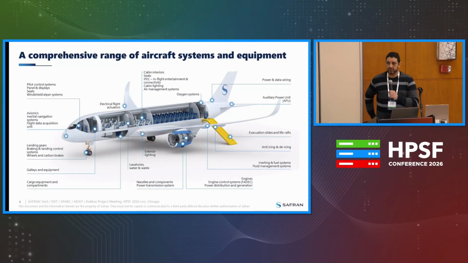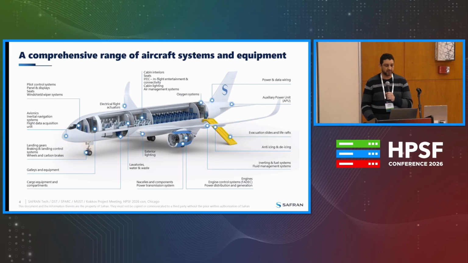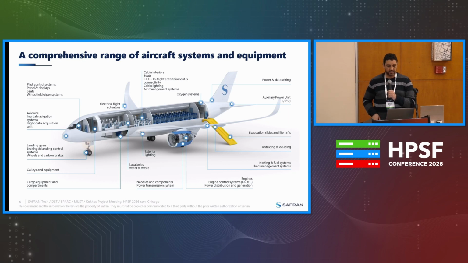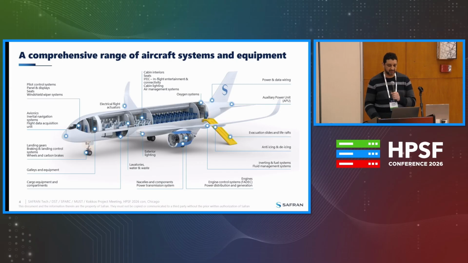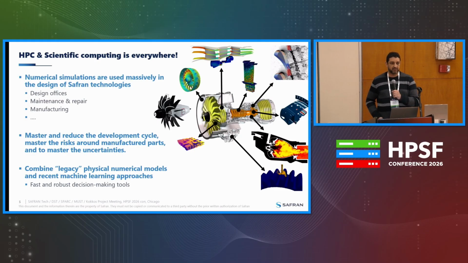So at Safran, who we are? Safran Group has a mission to design and manufacture high technology systems and also equipments for the aerospace and defense sectors. So if you consider here, for example, a civil aircraft, you have a lot of components that we produce. So you have landing gears, evacuation slides, seats, nacelles, and of course the favorite one is the aircraft engine. And to do that, we have HPC and scientific computing everywhere.